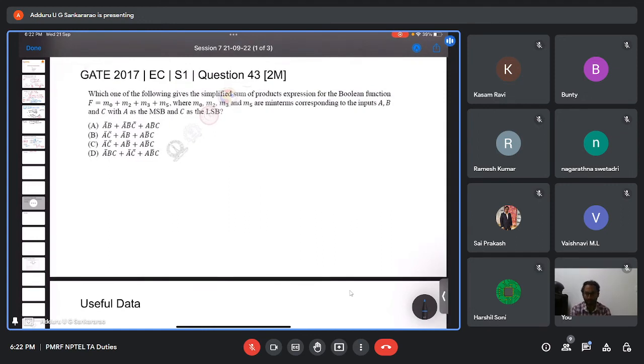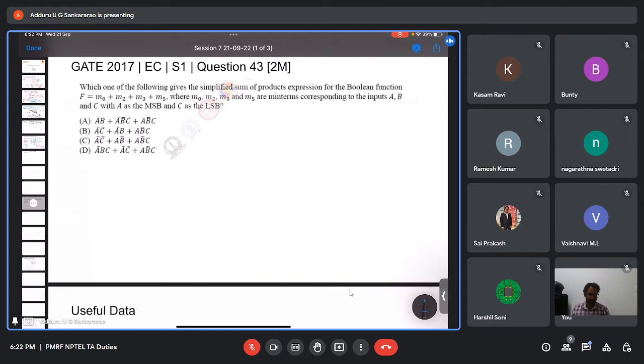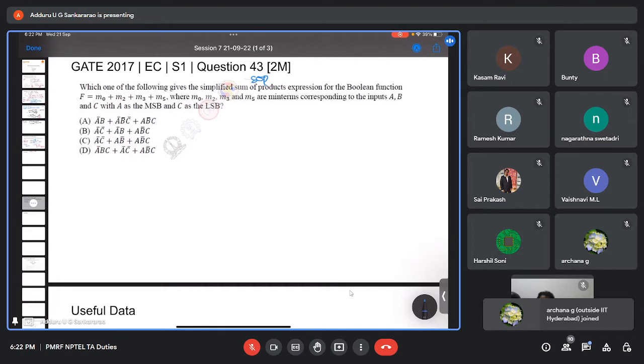This is another question. This was given in GATE 2017, ECE set 1 for 2 marks. The question is, which one of the following gives the simplified sum of products expression? We want the simplified SOP form for the Boolean function, where M0, M2, M3, M5 are the minterms corresponding to A, B and C, and A is the MSB and C is the LSB. We can solve this using K-map simplification, or we can simply use some Boolean functions to solve this.